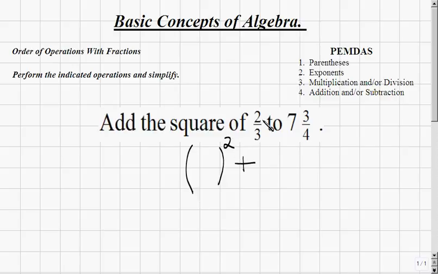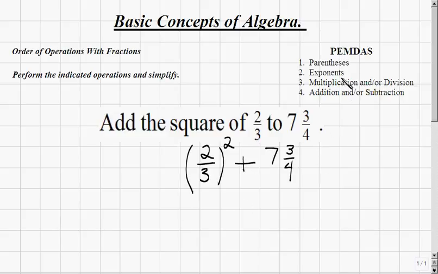Well, the square of means squaring something. And indeed we have square of 2/3, so we will square 2/3. Since we're adding this to 7 3/4, we see now that we should add 7 3/4 at the end. Add the square of 2/3 to 7 3/4 interprets to 2/3 squared plus 7 3/4. Our next goal is to use order of operations to simplify this result.